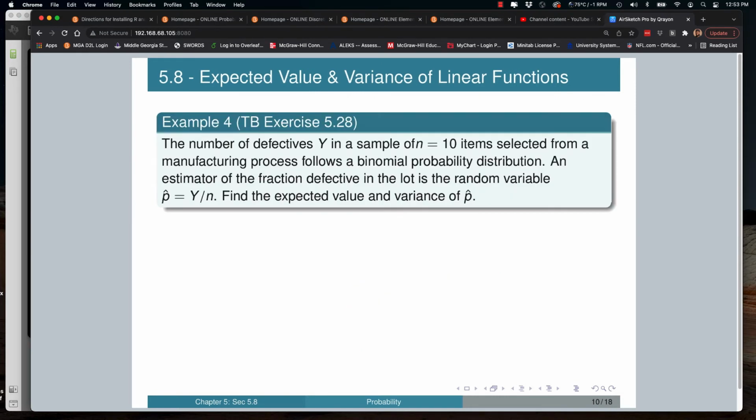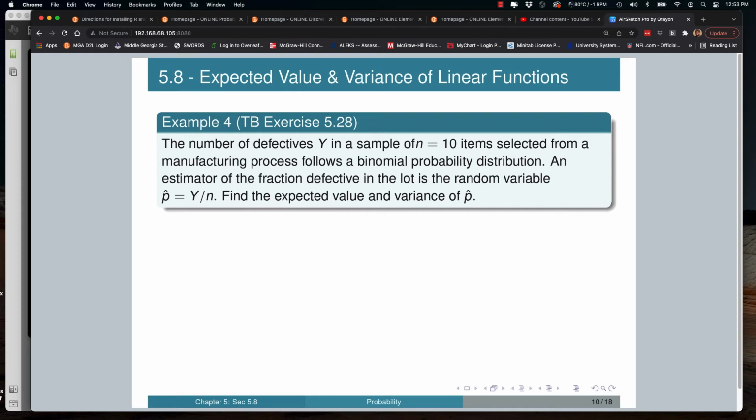Kind of backtrack into a discrete distribution we've used in the past. This is the number of defectives y in a sample of n equals 10 items selected from a manufacturing process follows a binomial probability distribution. Why they decided to give you n equals 10 here, I have no idea. It has nothing to do with what we're going to be asked to do. But what they go on to say is, an estimator of the fraction defective in the lot is the random variable p hat equals y over n. Find the expected value and variance of p hat.